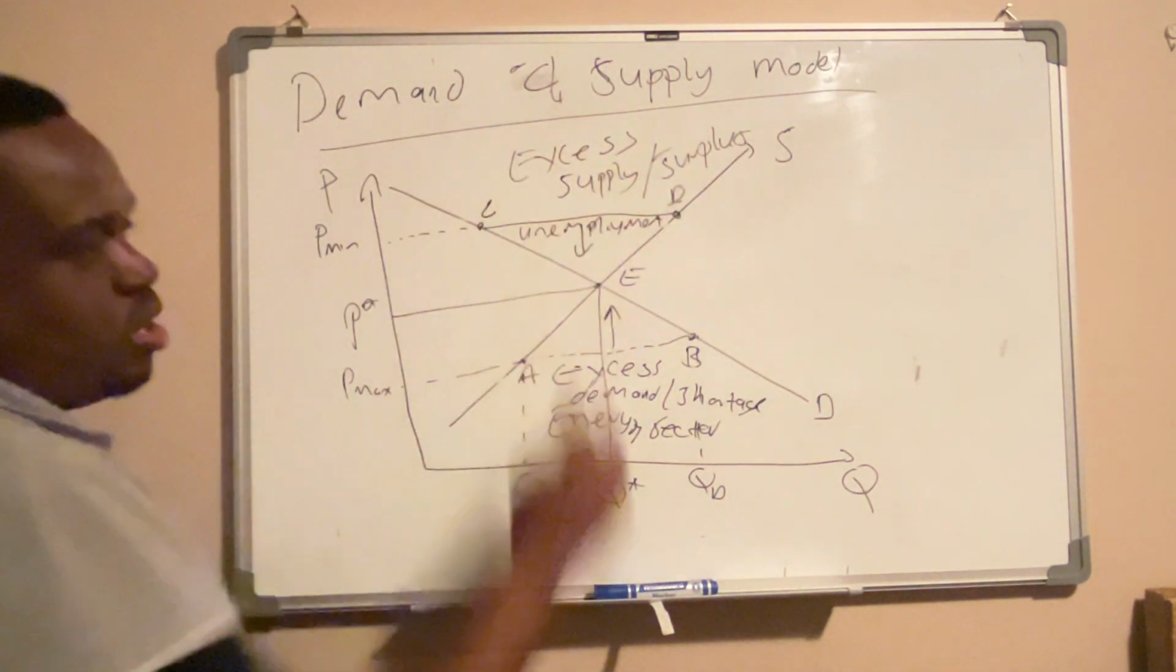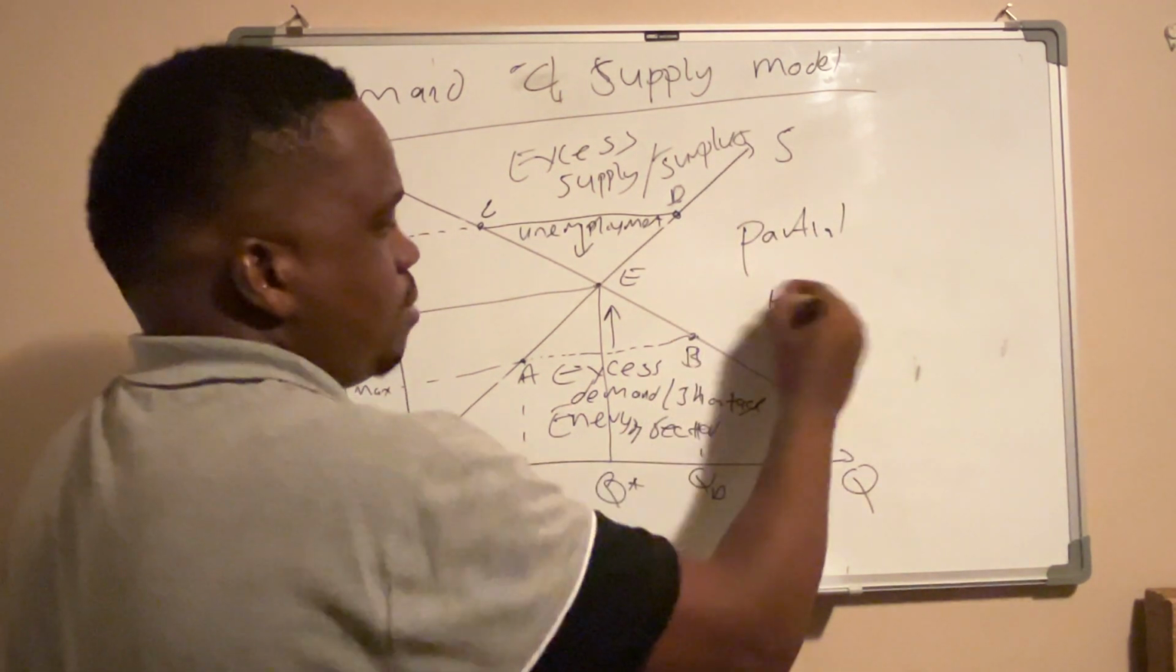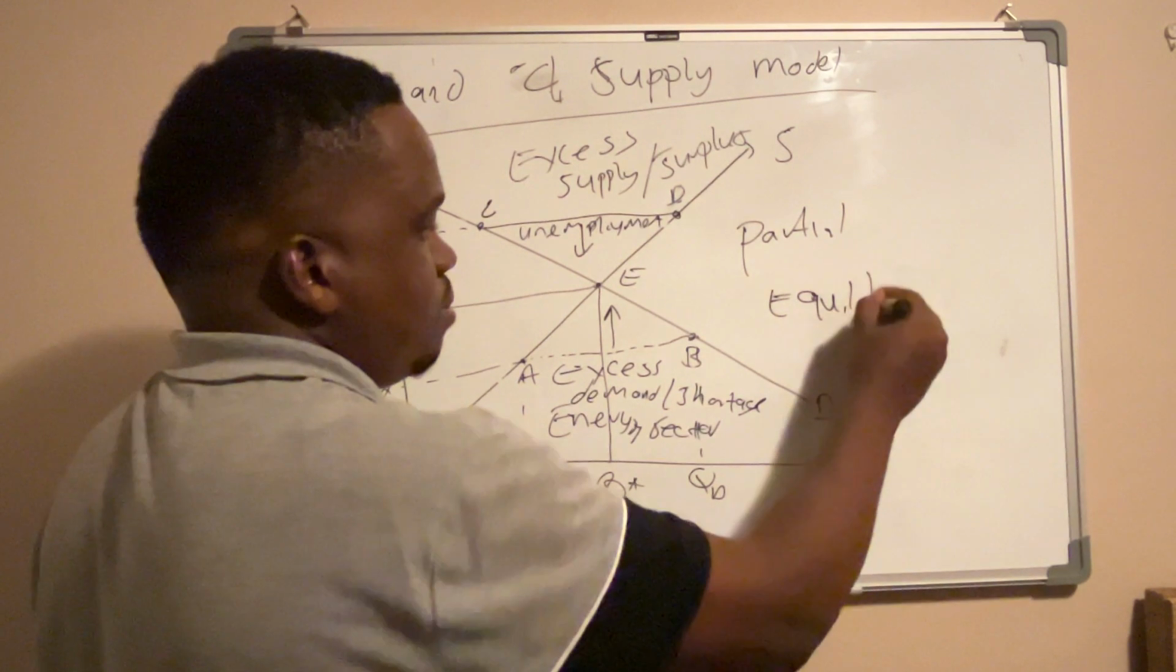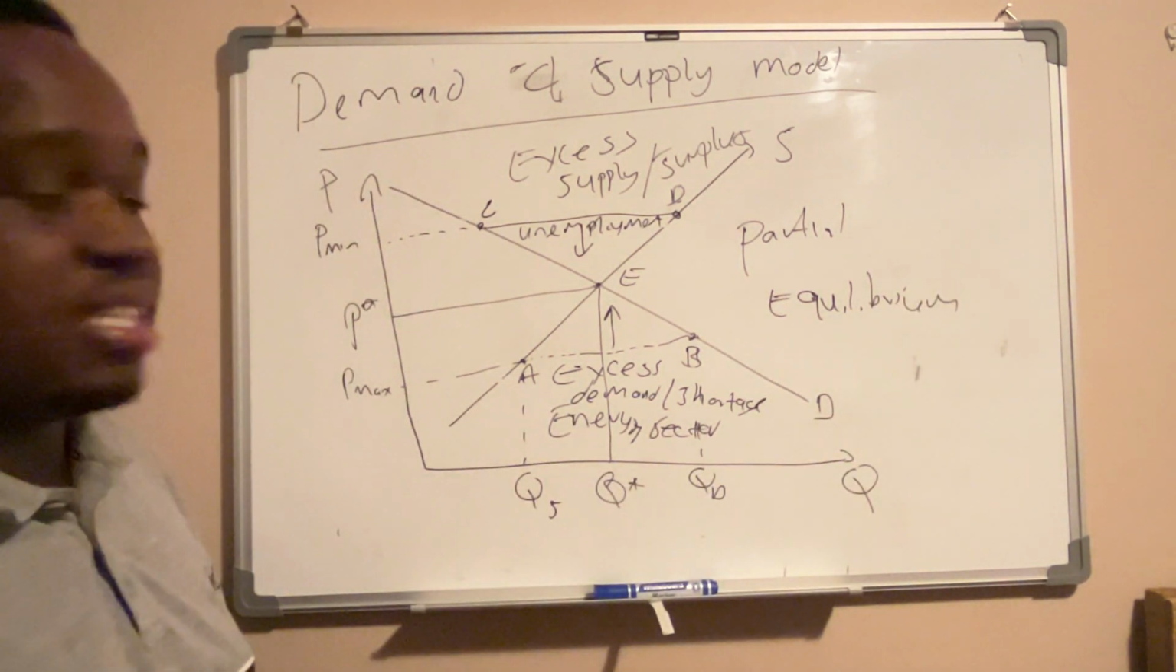So this demand and supply model is used when you are doing a partial equilibrium analysis, basically when you want to understand a certain industry.